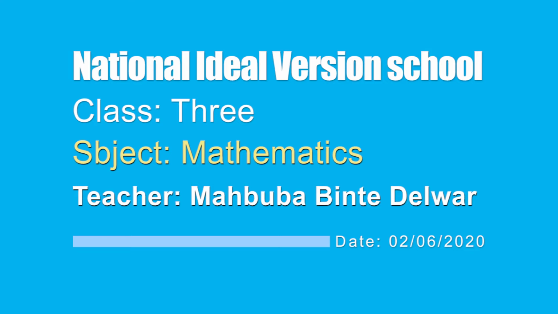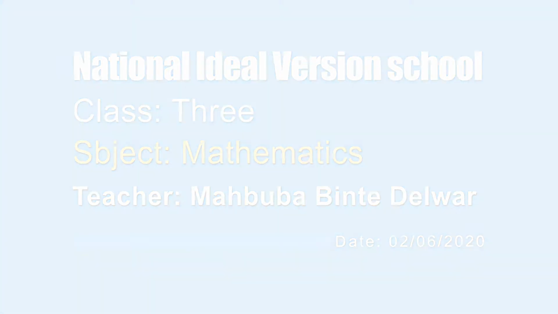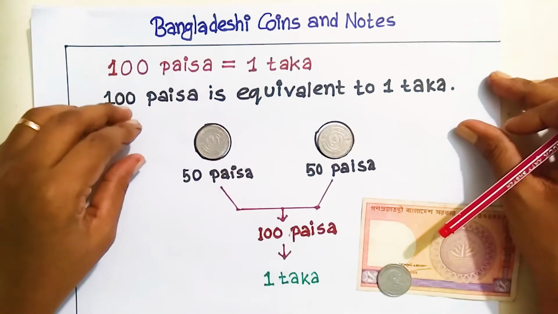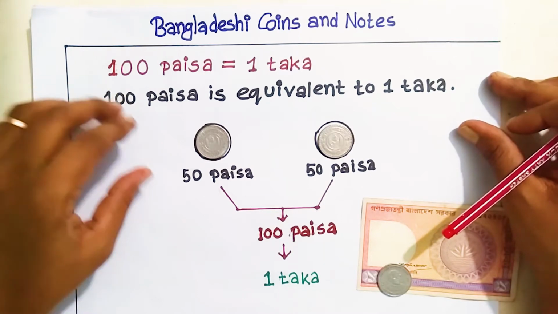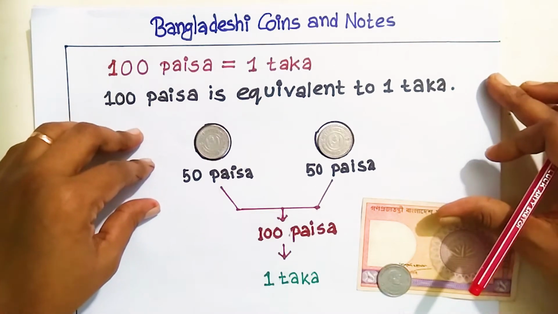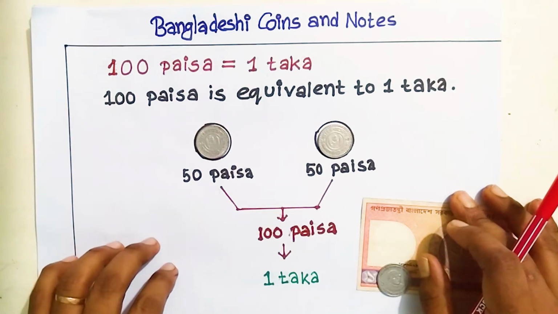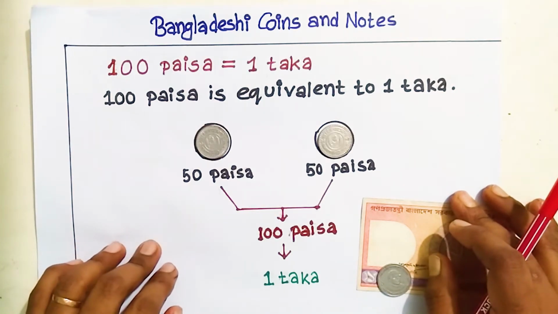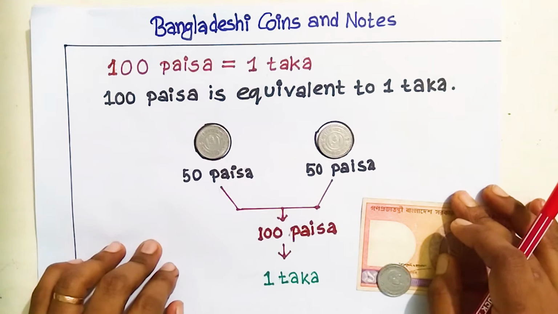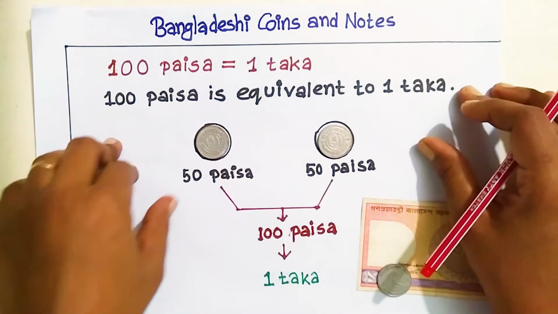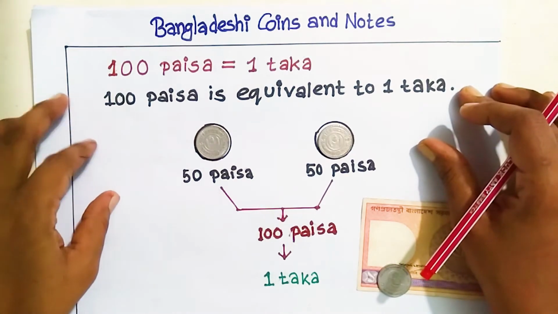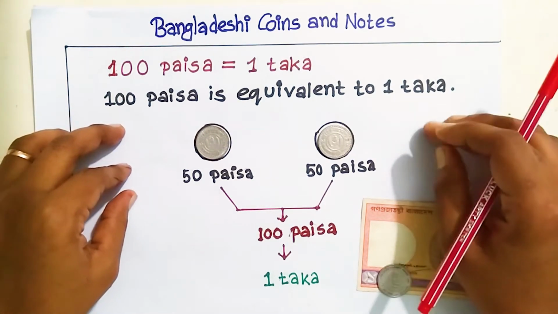Today I am here with a new chapter, and that is Bangladeshi coins and notes. My dear students, I hope in your real life you already have a lot of idea about Bangladeshi coins and notes. But do you know what is the relationship between paisa and taka, and how do you calculate this? Yes, today we will learn about this and solve two word problems related to the chapter.